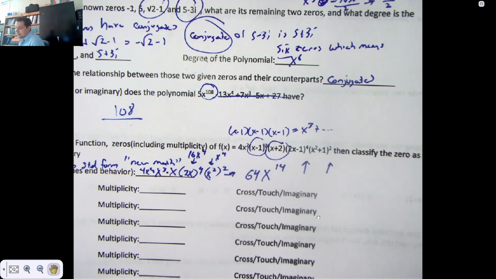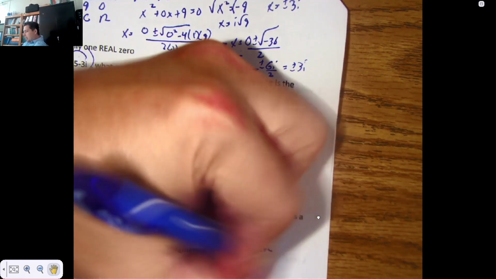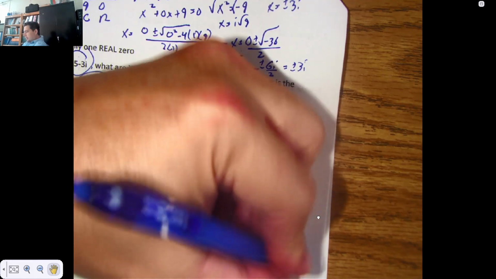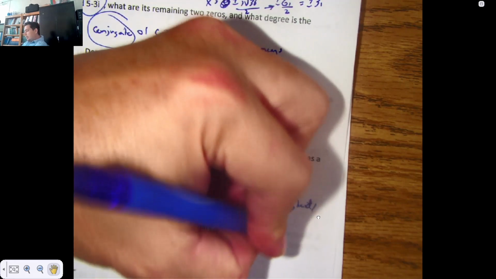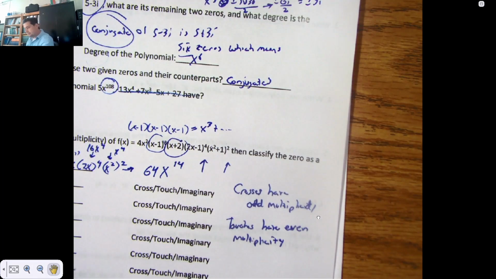And you're supposed to find all the zeros, talk about their multiplicity, and decide if they're a cross, a touch, or imaginary. So crosses have odd multiplicity. If you don't know what an odd number is, either get off the drugs or on them. Touches have even multiplicity. I talk a lot of crap. Here I am having a hard time spelling. And of course, imaginary things are imaginary. That happens when you take the root of a negative.